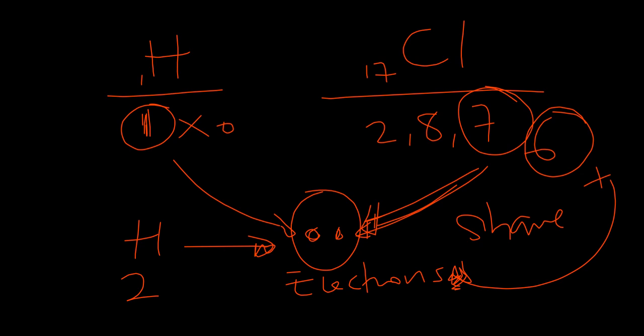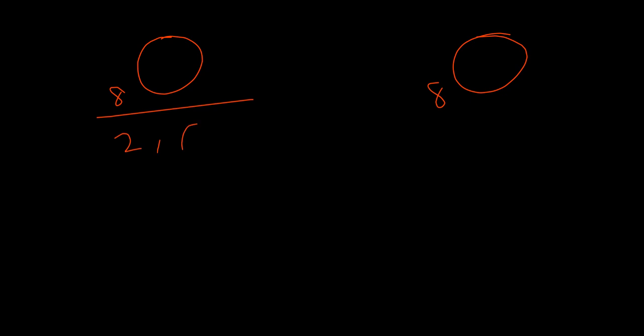Let's use a final example to explain covalent bonding. And in this example, let's use oxygen. So we would use oxygen to explain this. So let's take oxygen, let's take another oxygen. This oxygen has atomic number of 8. Electronic configuration will be 2, 6. The electronic configuration of this will also be 2 and 6.